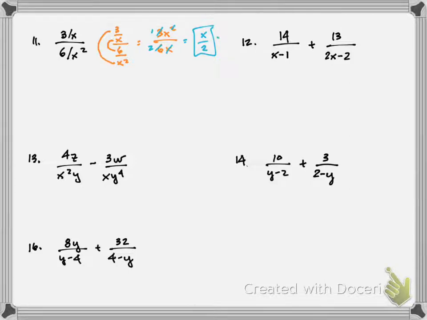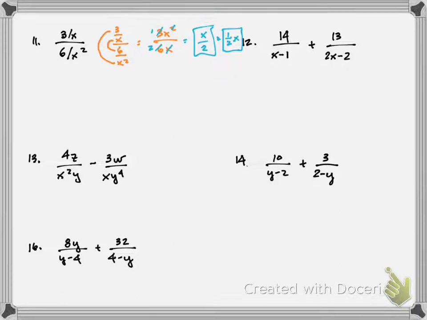So x over 2, again, is the same as 1/2 x. If the x, or the independent variable, is off to the side, that is the same as considering it to be part of our numerator. All right, number 14, number 12.